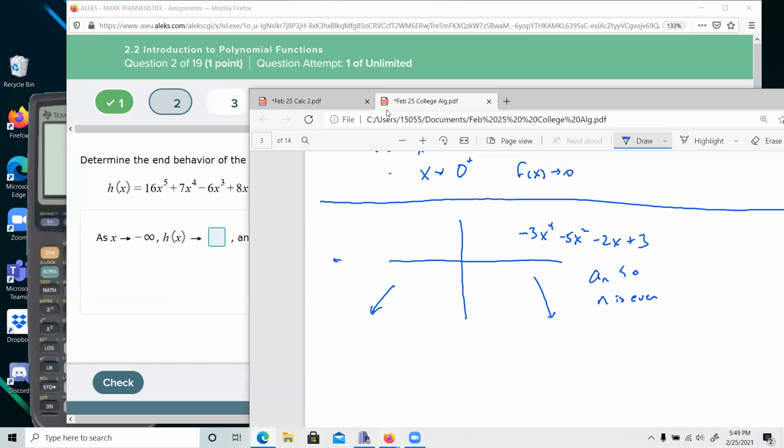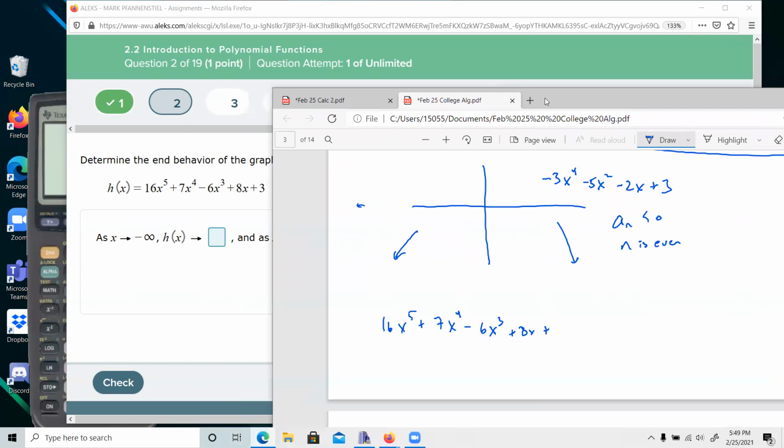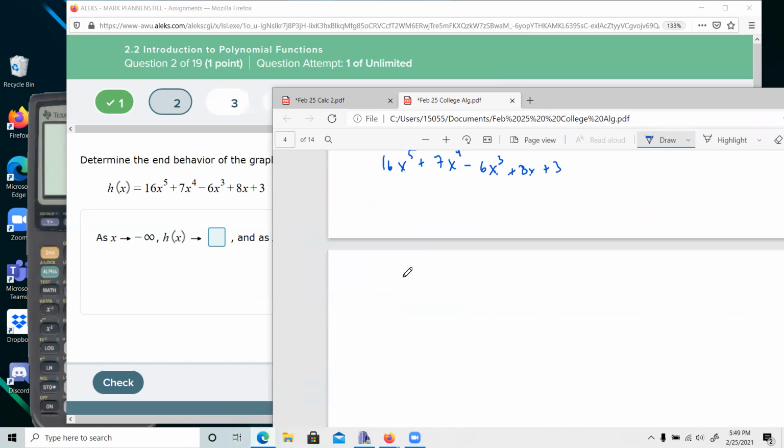So this one is a little bit different. We have 16x to the 5th plus 7x to the 4th minus 6x cubed plus 8x. It doesn't have to be in order. They're allowed to skip. That's okay. So then we have 3. We didn't have a 2 or 1. That's fine.